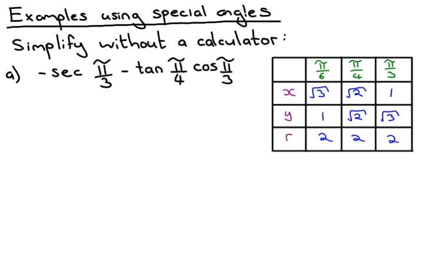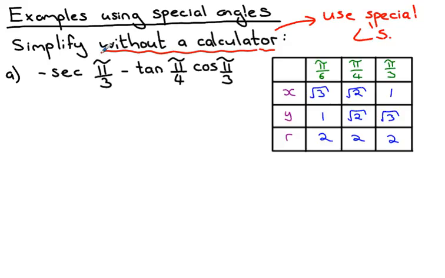Let's have a look at some examples using the special angles that we just covered in the previous video. The first question says simplify without a calculator. Now, without a calculator is actually code for use special angles. Sometimes they'll be given, but sometimes you have to get to that special angle. So let's have a look at this question.